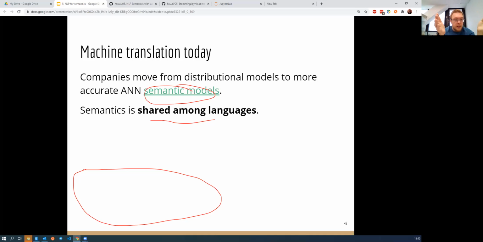But if you want to translate in these pairs, you can use the idea of a shared semantic space to do the translation. So that's what came to translating companies as an idea, and it has been developed in production for the last, I think, 3 years.